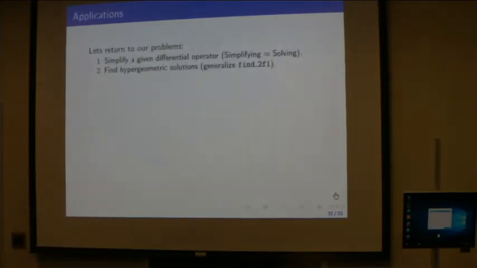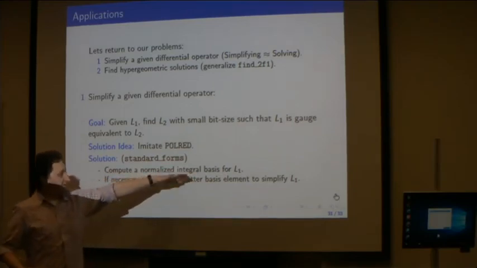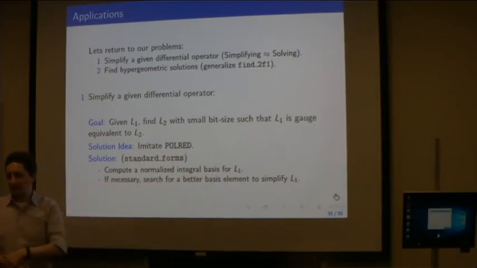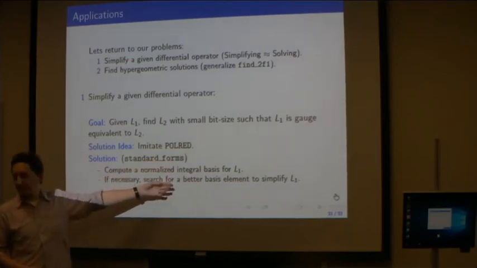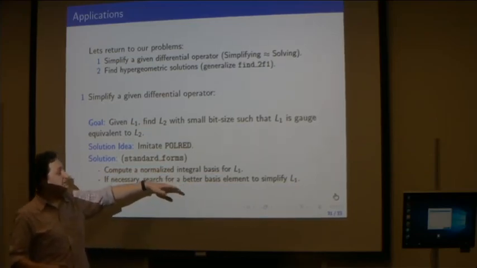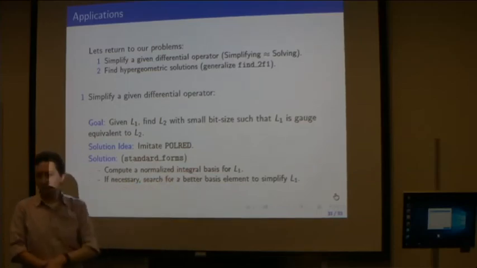Okay, so now let me return to our two problems: simplify a given differential operator and find hypergeometric solutions. Simplification just imitates the polynomial algorithm. Now we can compute a normalized integral basis. These basis elements will give us transformations to simplify our input operator, but sometimes a linear combination of those basis elements will give us a better transformation. So this algorithm also does that. It checks, and if it can find a combination of the basis elements, it uses that transformation to simplify the operator.